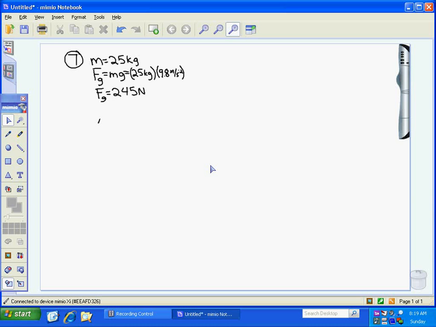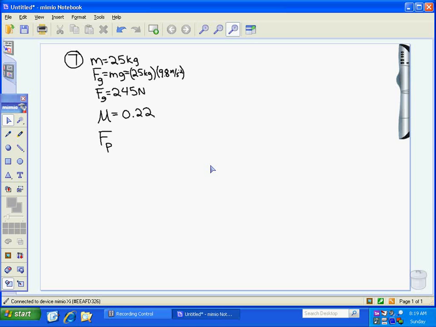Now it says the coefficient of friction for this block on a wooden floor is 0.22. So mu is equal to 0.22. Remember, no units for coefficient of friction. It says what horizontal force is required to keep the block sliding at a constant speed? Well, it wants to know what our pushing force is going to be.